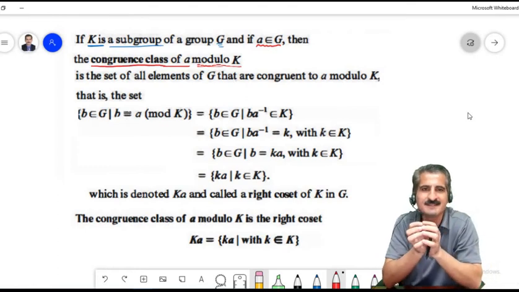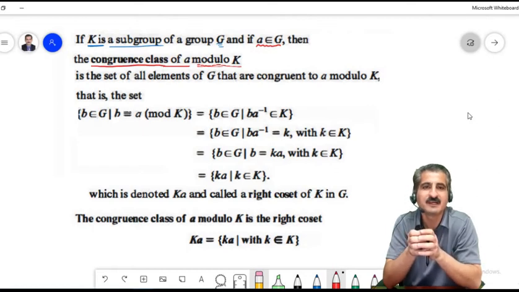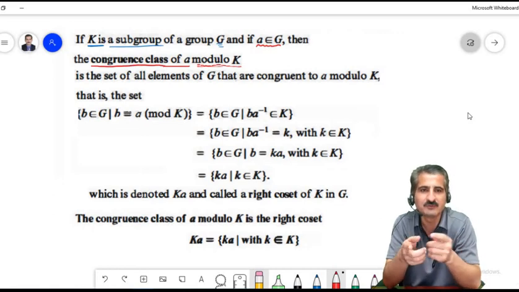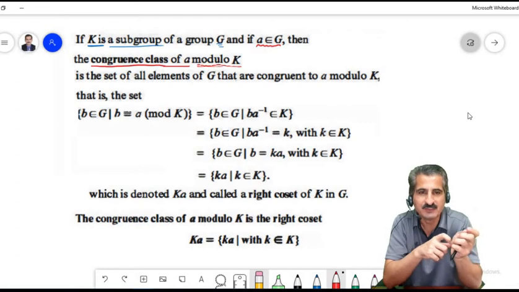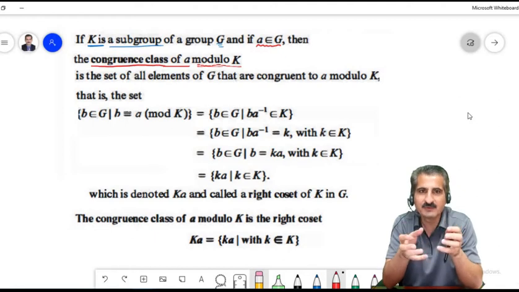Then I will get the set of elements of G that are congruent to A. All the elements of G that are congruent to A, I will collect them in one set, and I will call it the equivalence class of A modulo K. If I work modulo some other different subgroup, then the congruence class would be different. So I cannot say the congruence class of A and then stop. No, I have to say modulo what? So the congruence class of A modulo the subgroup K are all these elements that we have collected.